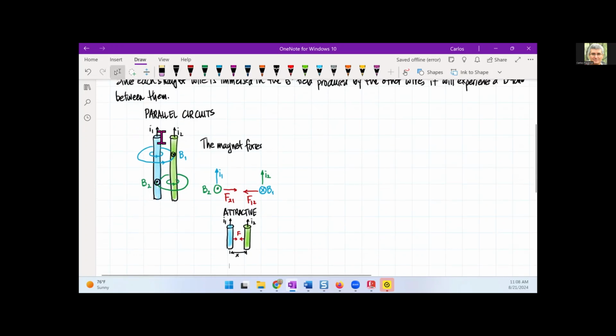Now, if I do the opposite situation, where I now have opposite currents, I'm going to steal the blue one because I'm going to keep the same wire. So I'm going to keep this guy fixed. Then I have to be careful about what I have right here. So let me modify this just a tiny bit. So there's that wire, but now I'm going to have a current that's going to be different this time.